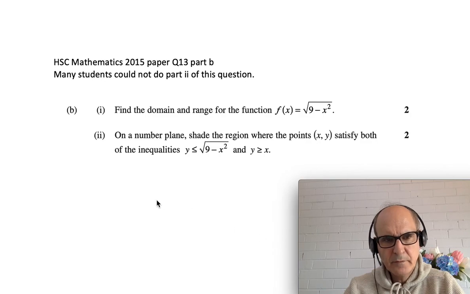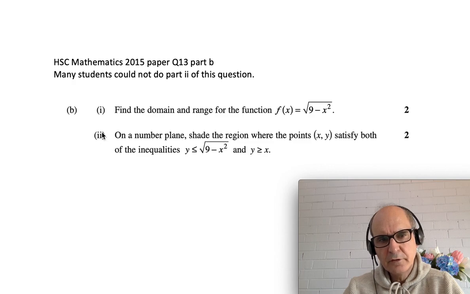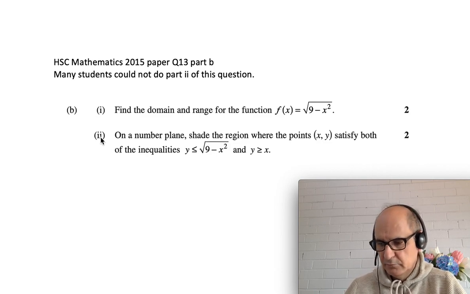In this session, we're looking at HSC Mathematics 2015 paper, question 13, part B. Section II of this question was the part that many students got wrong and couldn't solve properly. So it was one of the common mistakes in that HSC paper. All right, let's have a look at this.